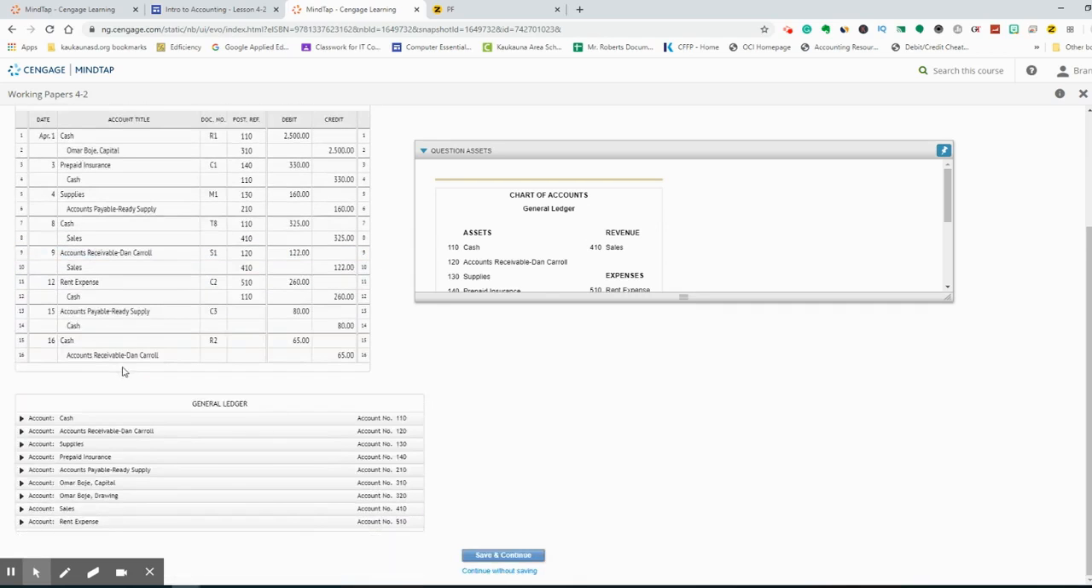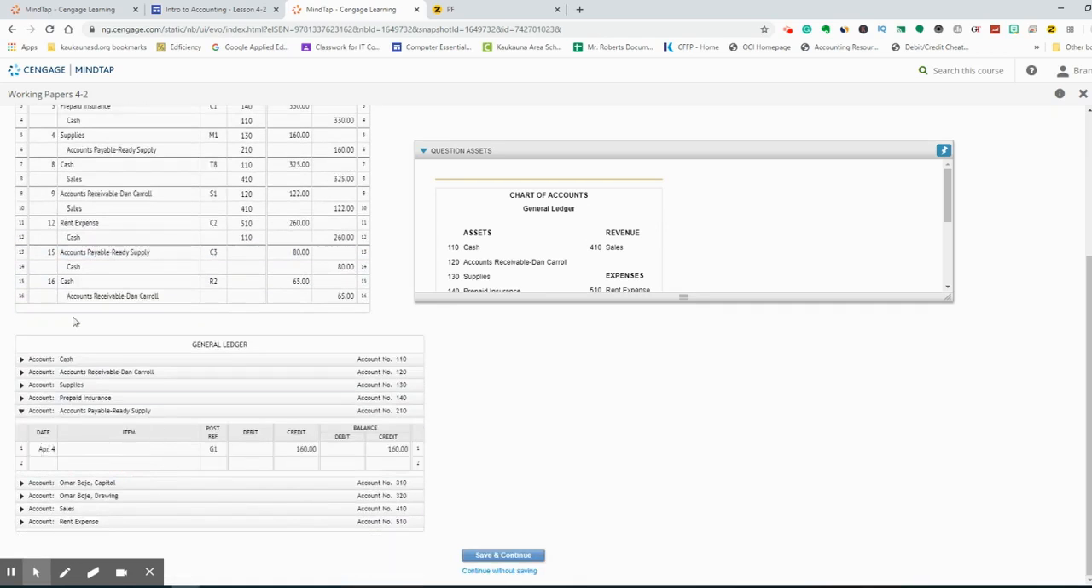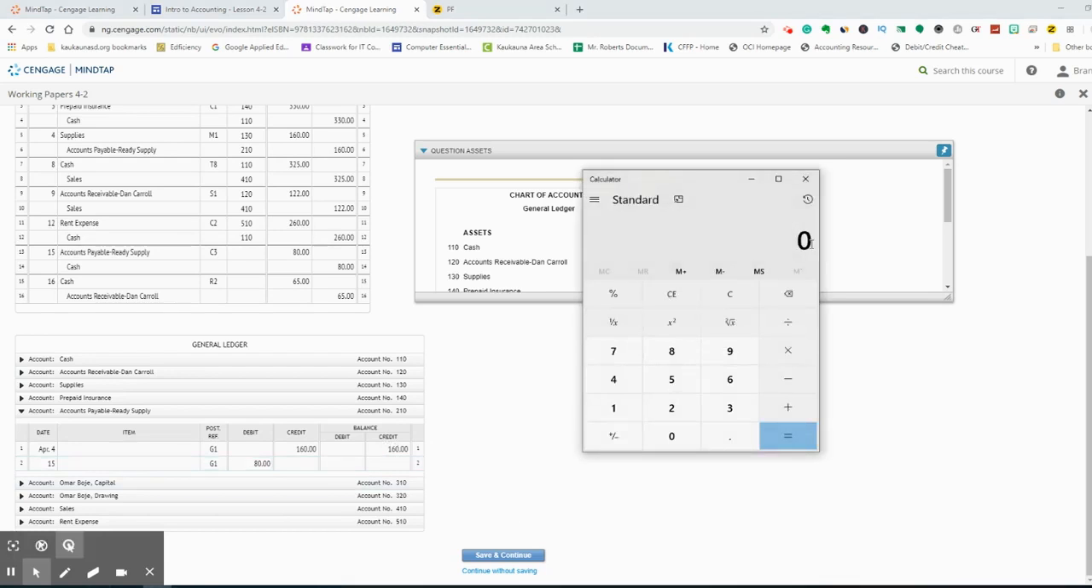Next, we have accounts payable for ready supply. See that we already have one thing in here. So let's put in the 15th, and it is an $80 debit. So right now we have a credit balance of 160, and we would subtract the $80. And so 160 minus the 80 is 80, okay?